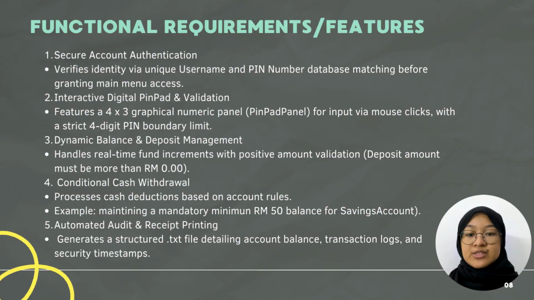Third is dynamic deposit management, which handles real-time fund increment, ensuring the deposit amount is strictly more than 0 ringgit. Fourth is a conditional withdrawal, which processes cash deduction based on account rules, such as maintaining a mandatory minimum balance for 50 ringgit for saving account. And then finally, automated receipt printing, which generates a structure.txt file detailing the account balance, transaction log, and timestamp. In short, all of these modules communicate smoothly to form a secure ATM system.